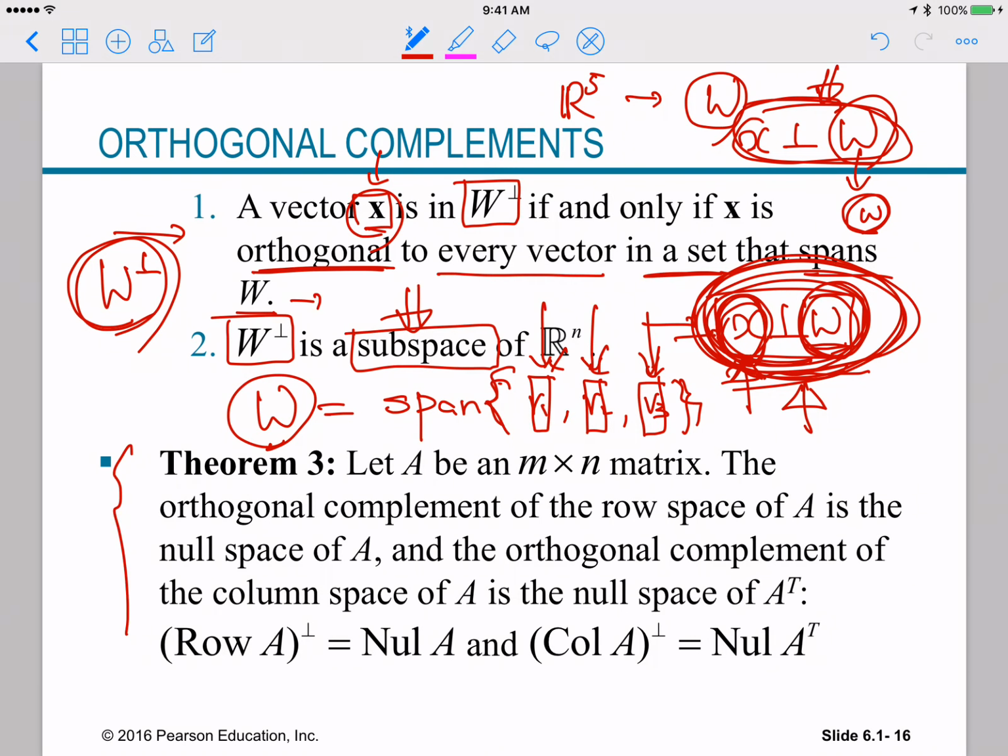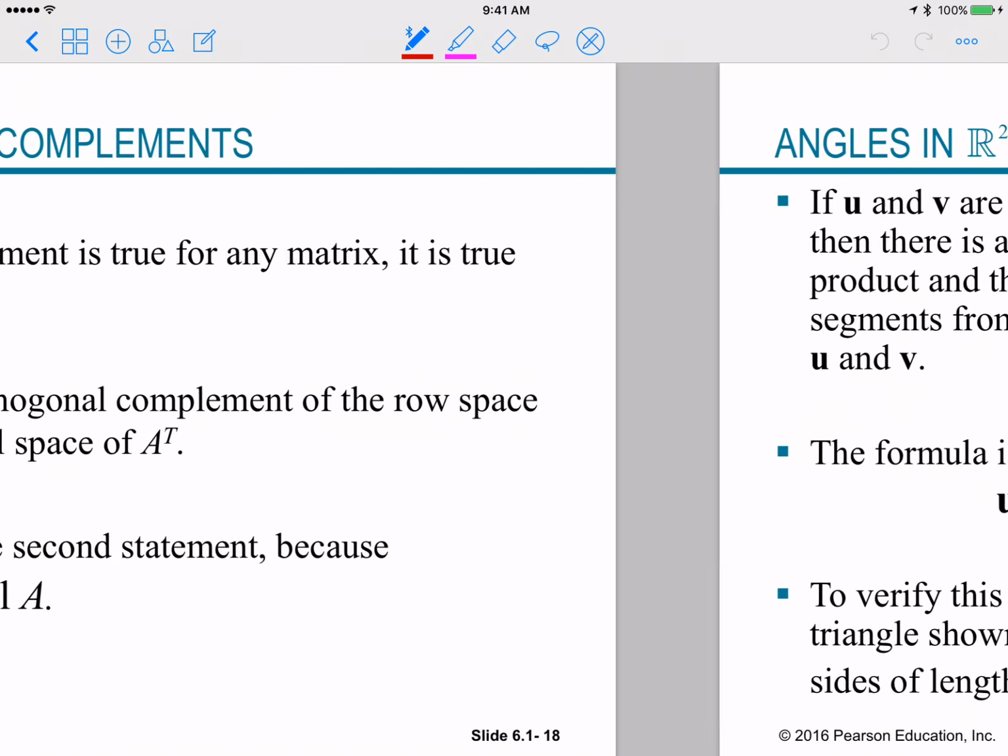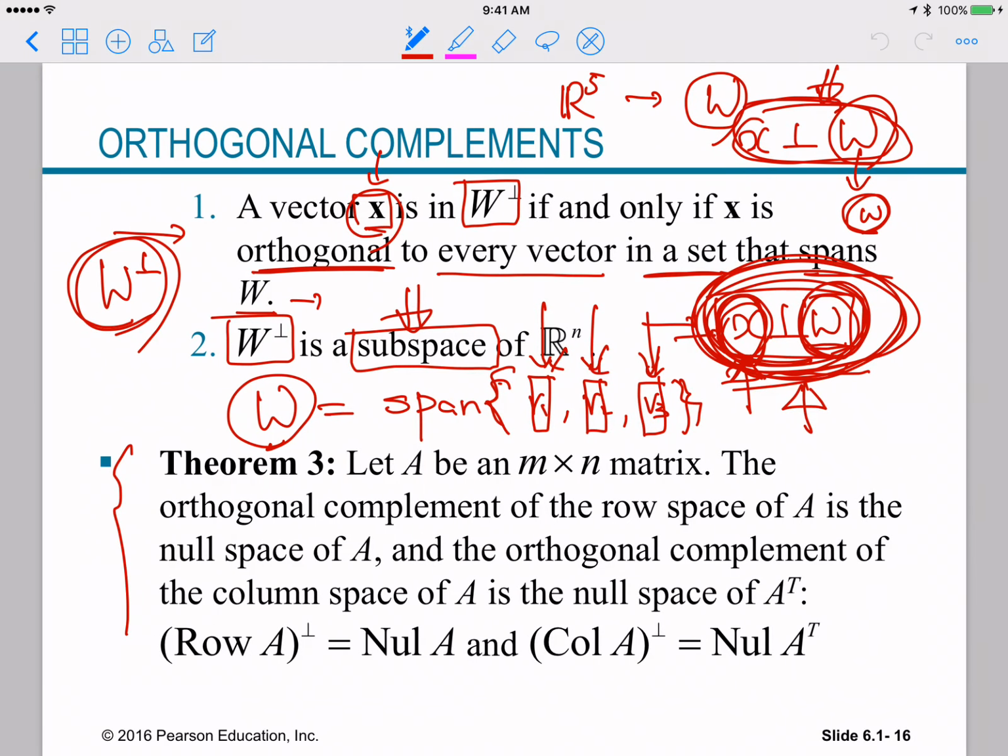Then let's move on to theorem 3. This is a quite important part, a really important part. So please pay attention to this theorem 3. Now we use this subspace W and its orthogonal complement, which is W perpendicular. By the way, this W perpendicular is called the orthogonal complement of W.